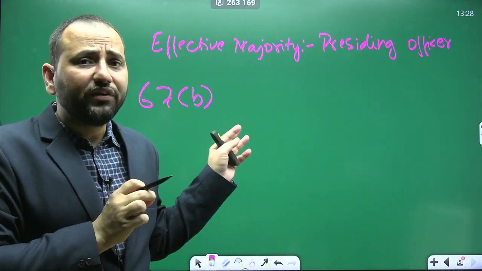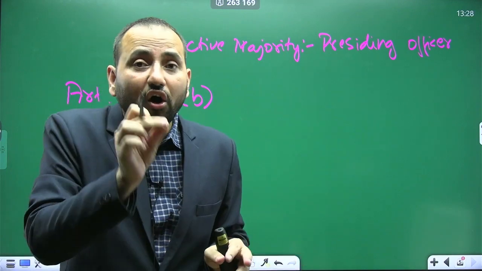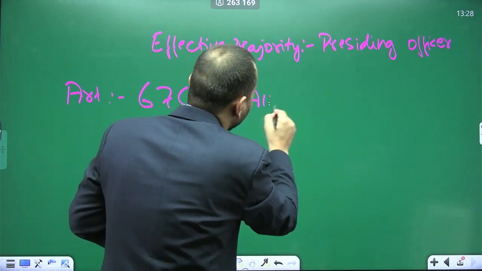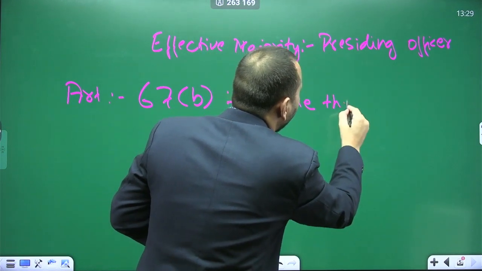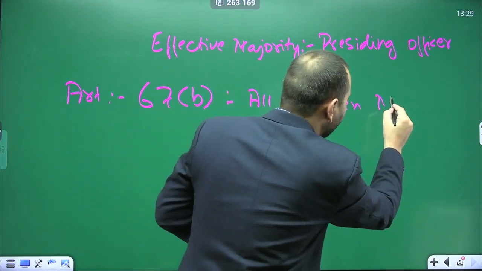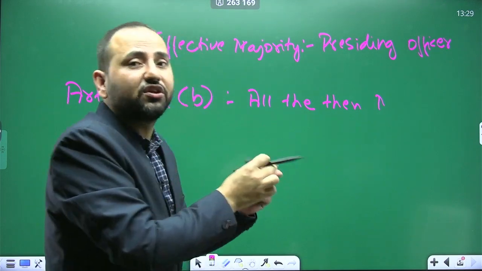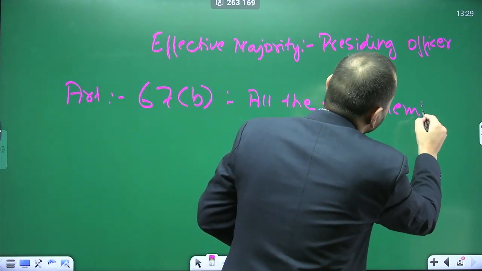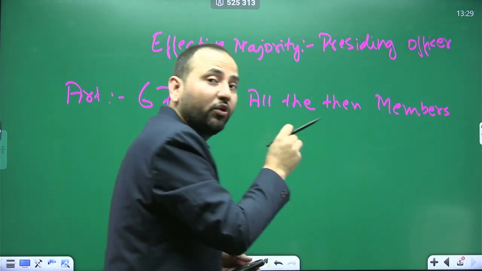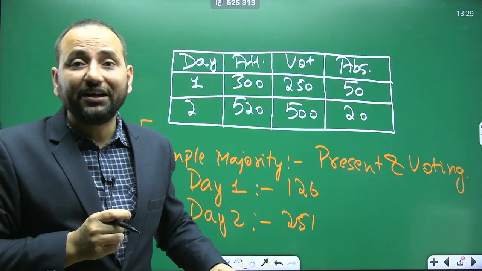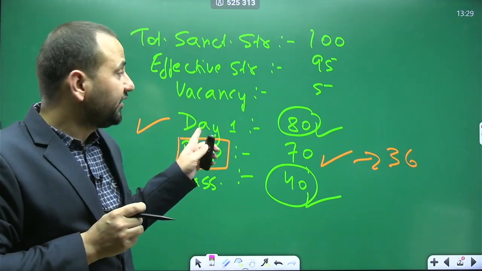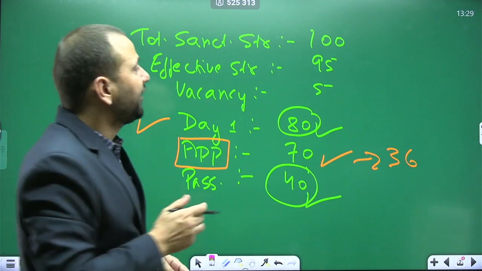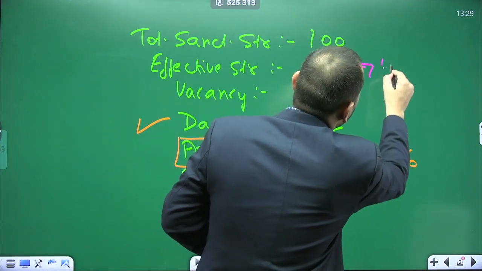When you see these provisions, here you will find the term all the then members of the house. So it doesn't matter how many are present, it doesn't matter how many are absent. It only means what is the effective strength of the house, that is all the then members of the house. Now you have to understand this very clearly, either in the example of the classroom, which we saw here, what will be this effective majority? You can see this effective majority as 48.